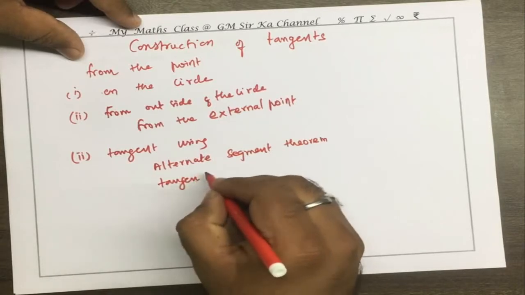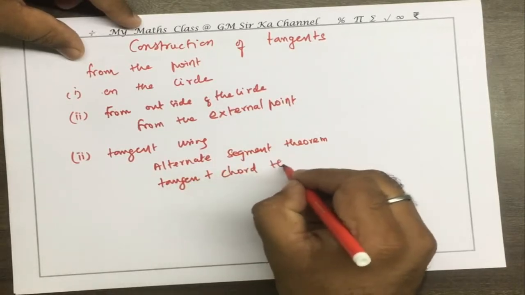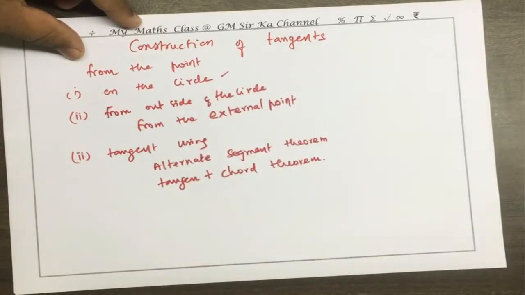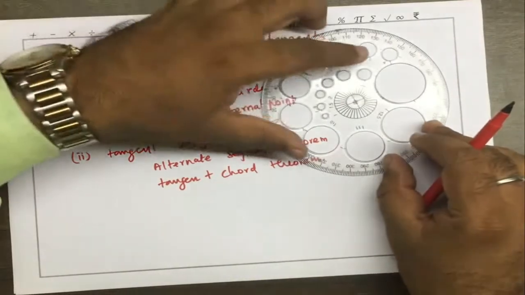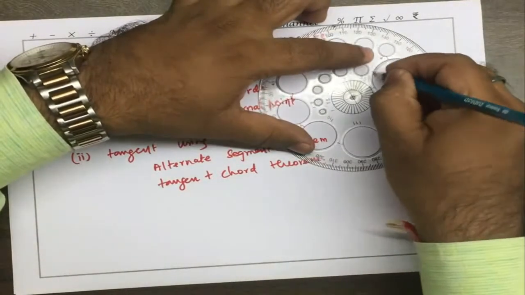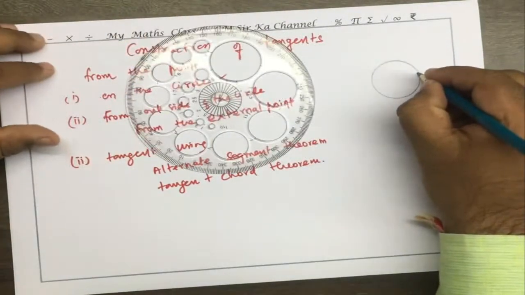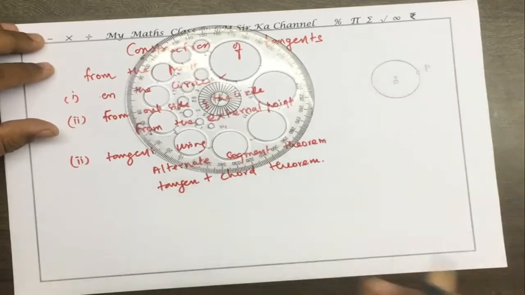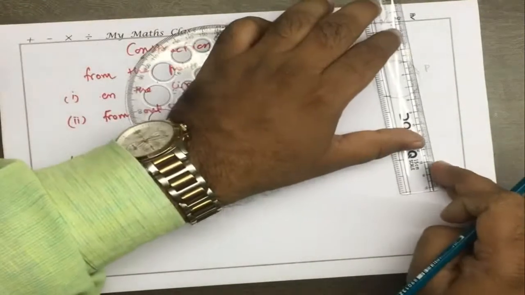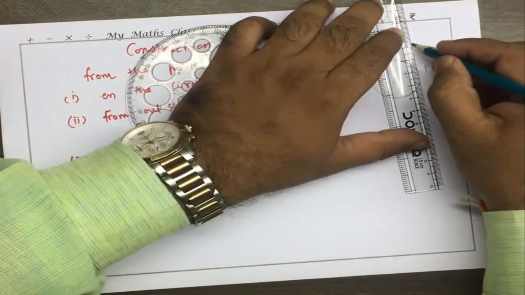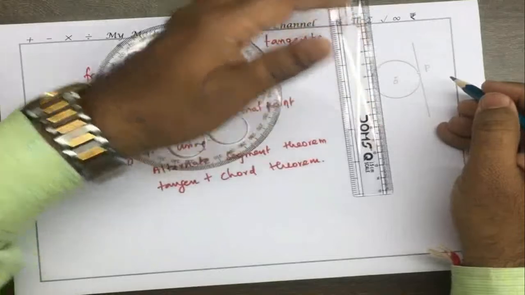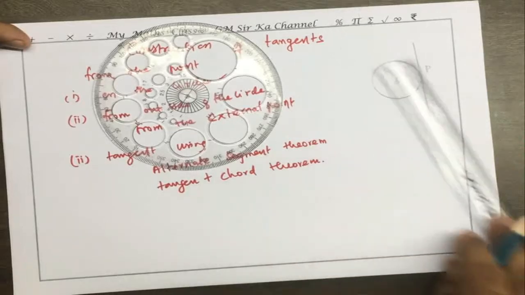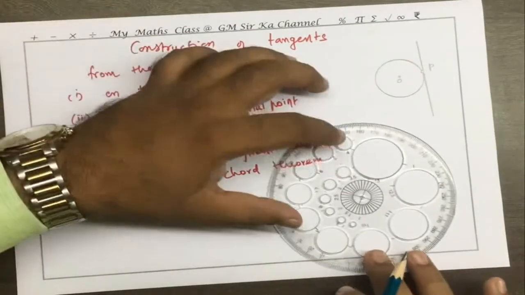We can say tangent chord theorem. So what is the meaning of the point on the circle? The tangent on the circle, the point which is on the circle. Suppose we have the circle with the center O and the point P is on the circle. So the tangent from the point on the circle can be drawn, and the tangent passes through the point and touches the circle. So in this type we have to find.